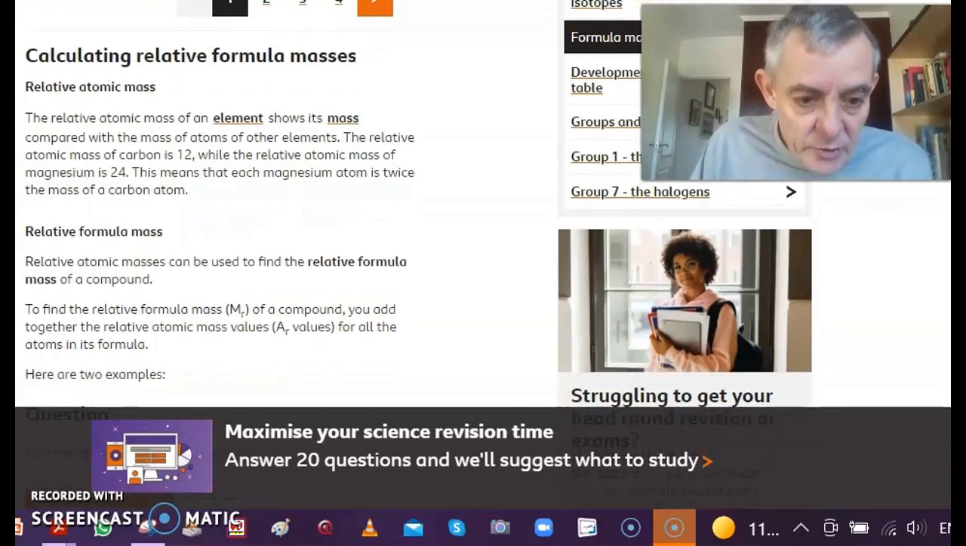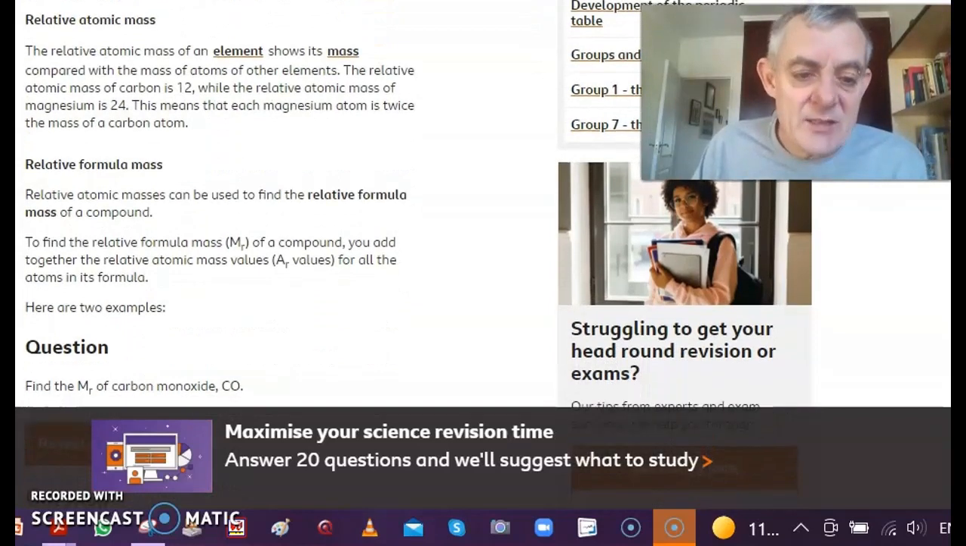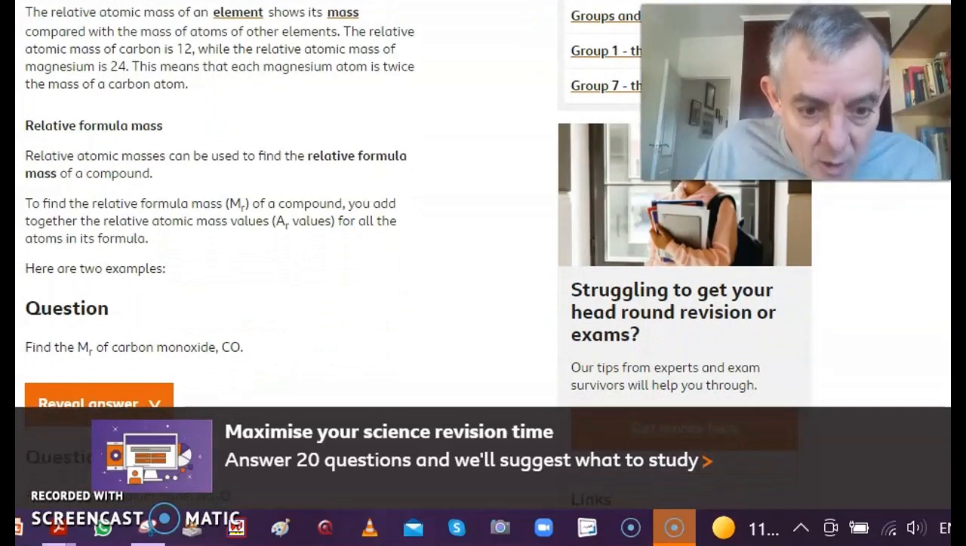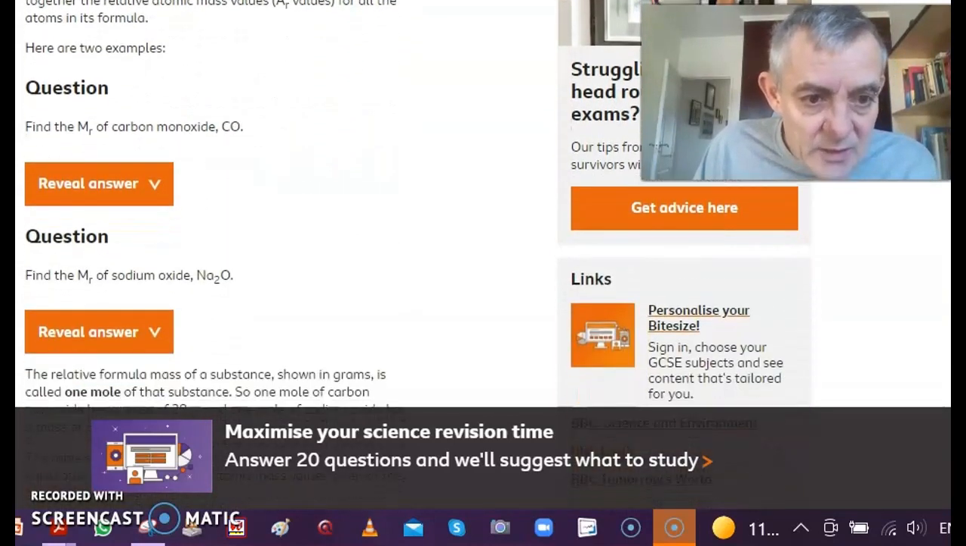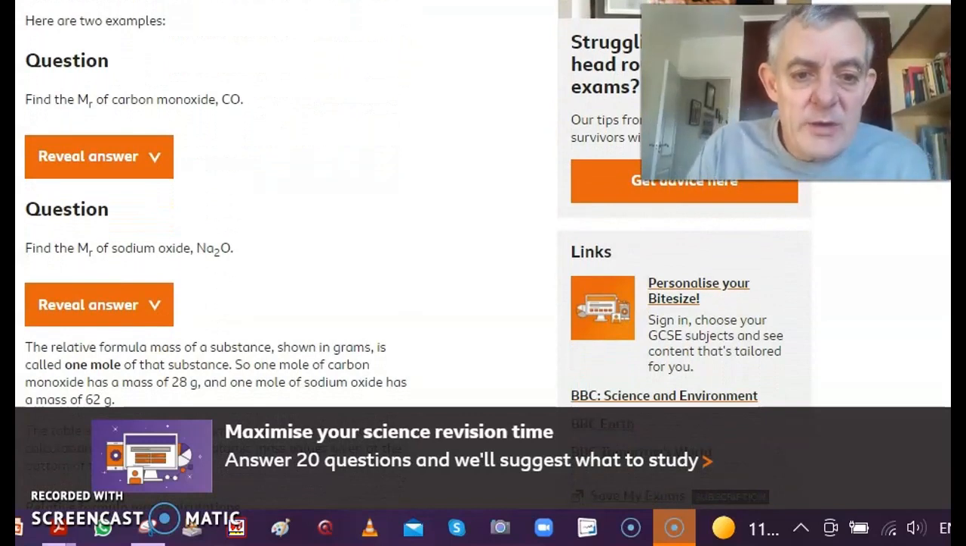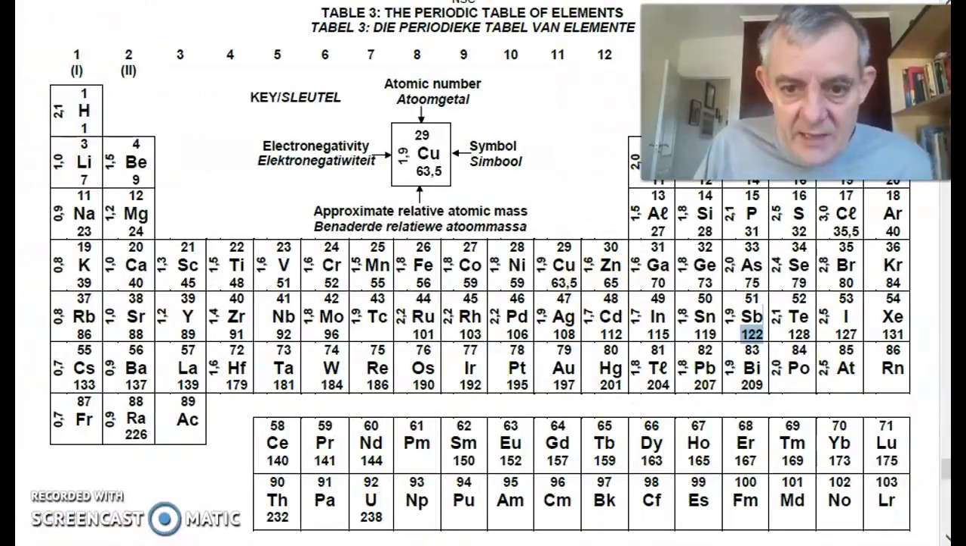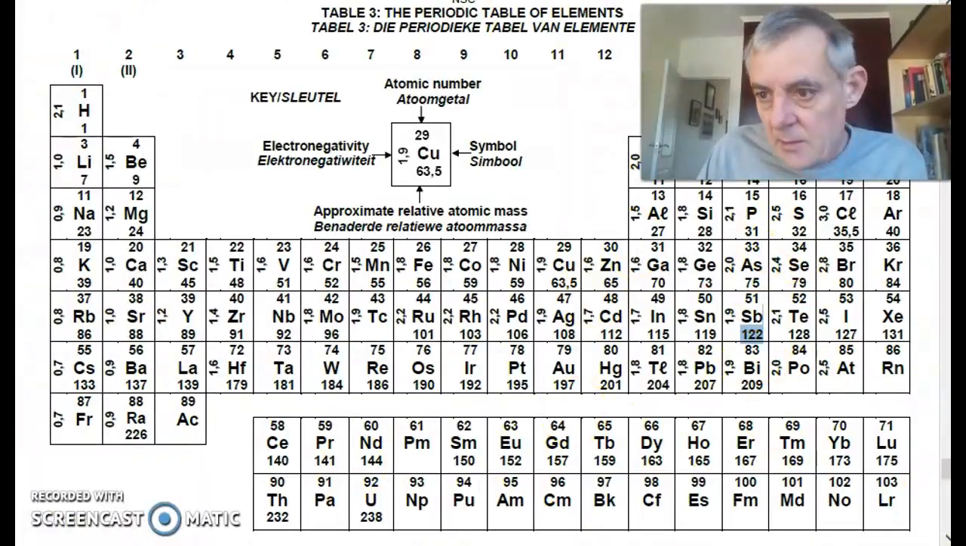So, as I said, what you do is add all the relative atomic masses together in a compound. So, let's look at this question. We'll look at these two examples. What is the formula mass for carbon monoxide? Okay, find carbon. There is carbon over there. It's 12. Let me just see if I can move this so you can see that.